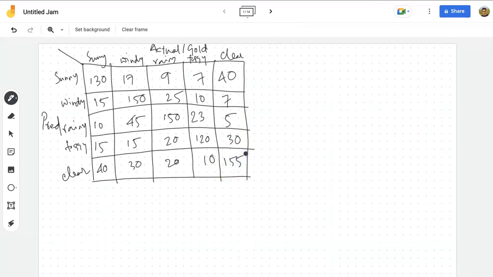Now we will construct the individual table for each of these weathers. So how do we construct it? Let's start with the weather sunny. This is the given table, and we want to construct the table for sunny. Let's do it this way.